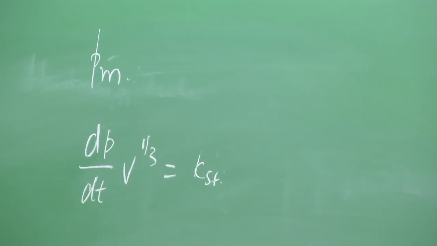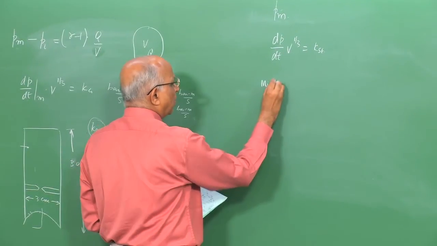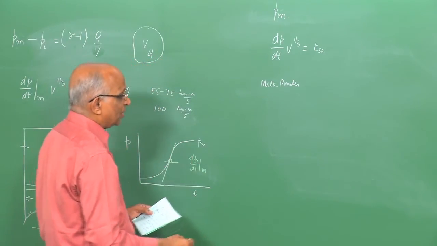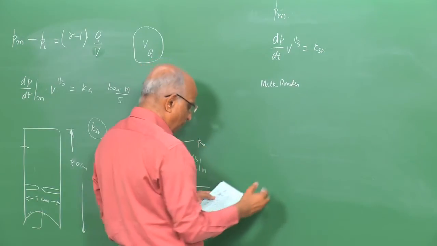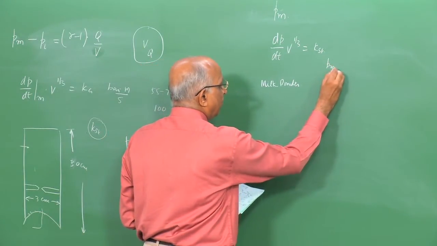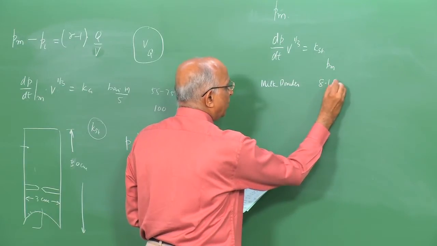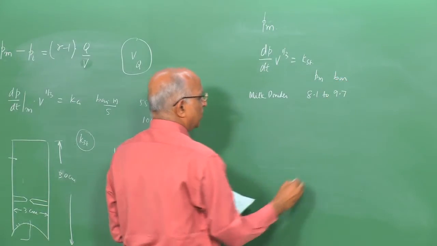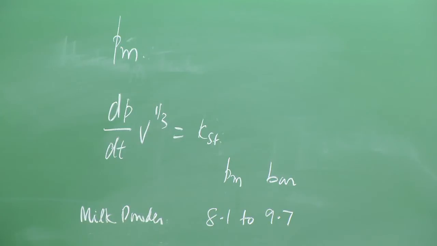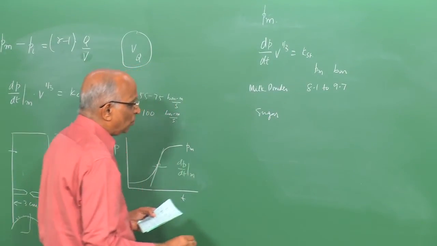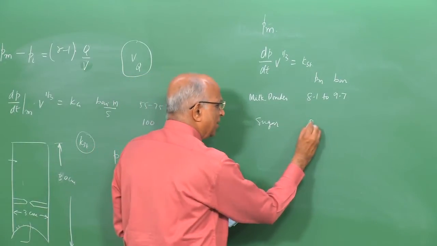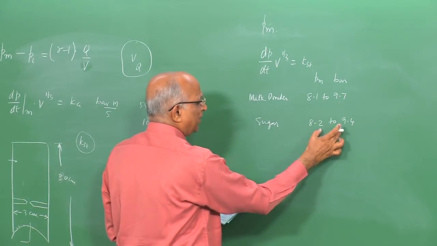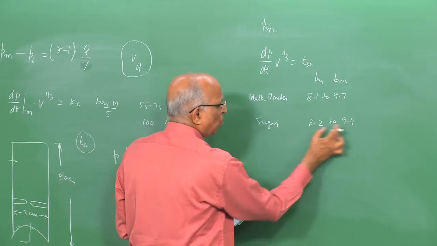Well, let's just consider four simple cases. Milk powder of small dimensions, typically 40 micron to 60 micron particle size. The value of the maximum pressure is something like 8.1 to 9.7 bars or atmospheres. If I have something like sugar, yesterday we talked of sugar, we said it is sucrose, and the values are very near to milk powder, 8.2 to 9.4. You find it's over a small region, 8.2 plus minus 1 or so, right?